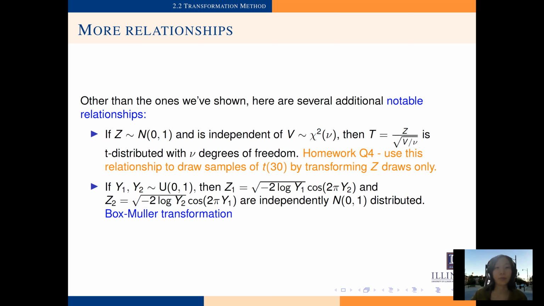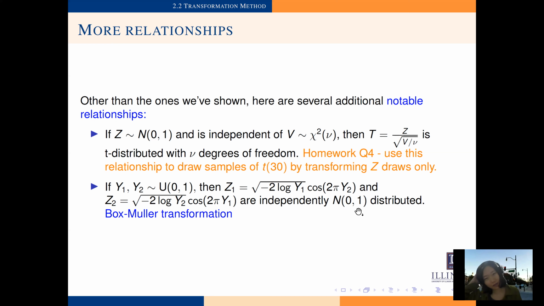Another notable relationship is the one between pairs of uniform random variables and pairs of independent z distributed or normal 0, 1 distributed random variables. So suppose that y1 and y2 both follow the uniform distribution between 0 and 1. Then, if we apply what is known as the Box-Muller transformation, where we set z1 to be equal to the square root of -2 natural log of y1 times the cosine of 2 pi times y2, and we set z2 equal to the square root of -2 times the natural log of y2 times cosine of 2 pi y1, then we can show that z1 and z2 are independently distributed and both of them have the standard normal distribution.